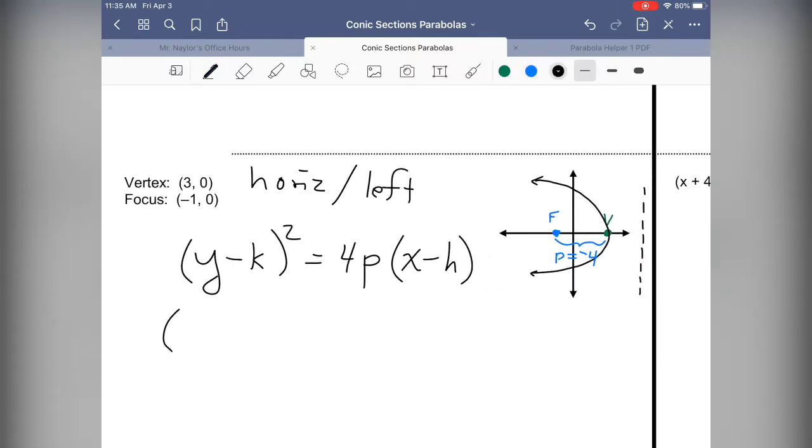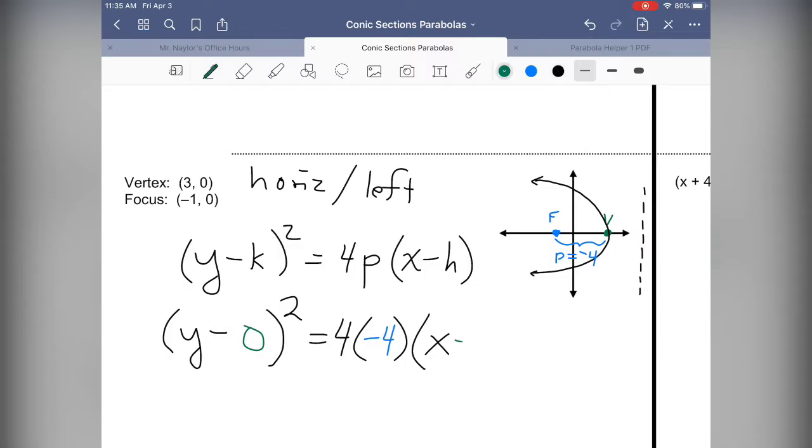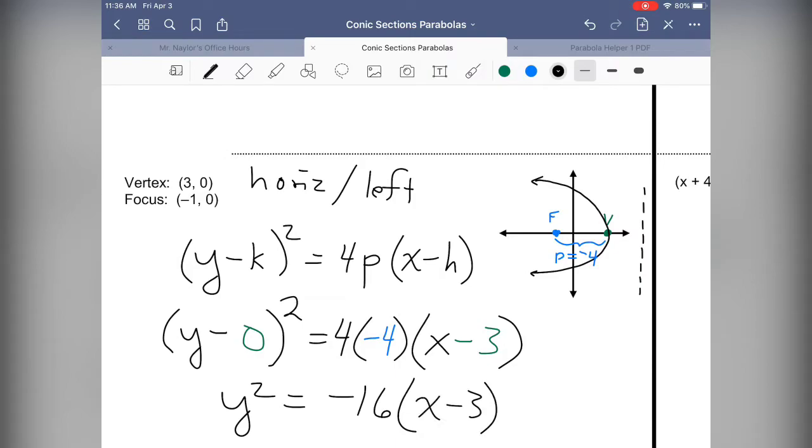So when we get to the business of filling in, you would fill in your vertex, of course, for k, and also for h. Of course, we're going to fill in a negative 4 here for p, and finish off with my x minus 3 here for the rest of this formula. So your final answer is going to look like y squared equals negative 16 times x minus 3. That's standard form. That is an appropriate way to write the answer for a conic section parabola that is opening to the left.